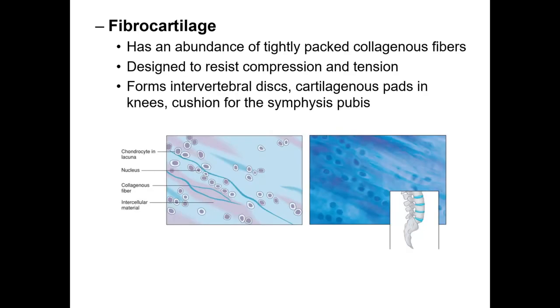Then we have fibrocartilage. It functions to resist compression and absorb shock in some joints. It's often a transitional tissue between dense connective tissue and hyaline cartilage, for example, in a tendon to bone junction. We see it in the pubic symphysis, which joins the two halves of the pelvic girdle. We see it in the intervertebral discs, which separate the bones of our vertebral column. We see it in the meniscus and in the pads of shock-absorbing cartilage, such as a knee joint. So it's a shock absorber.